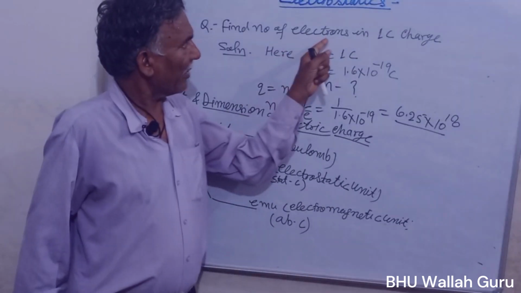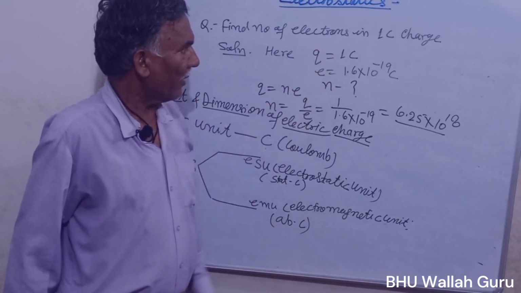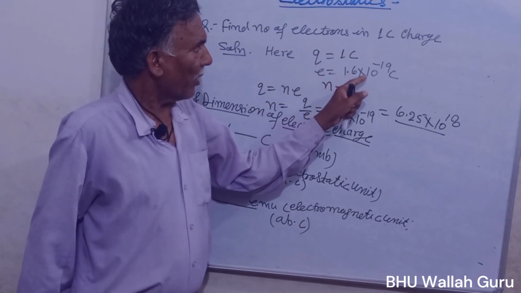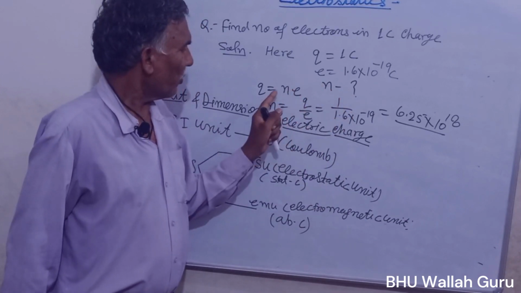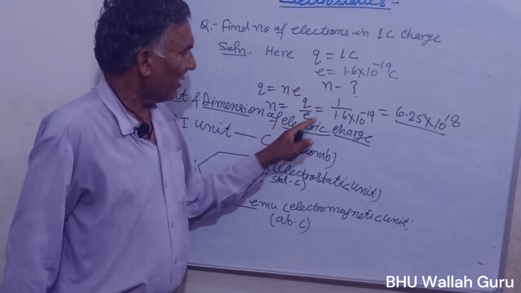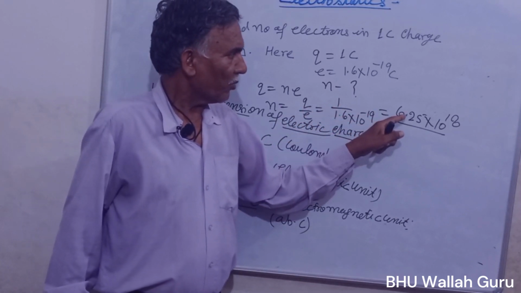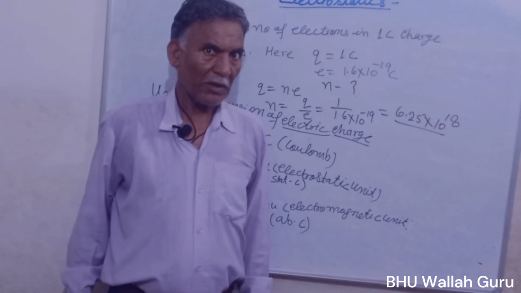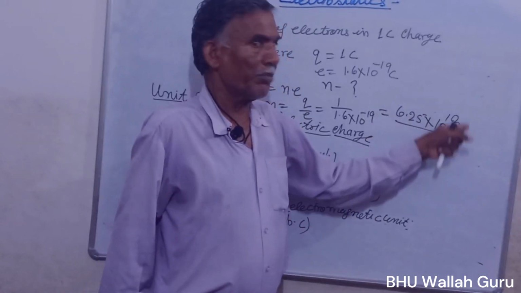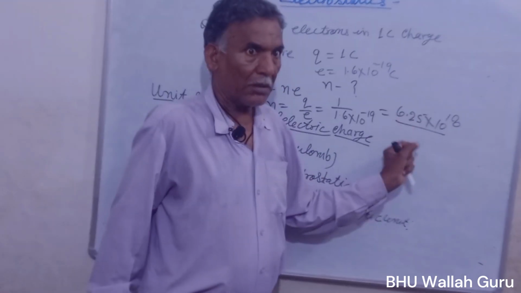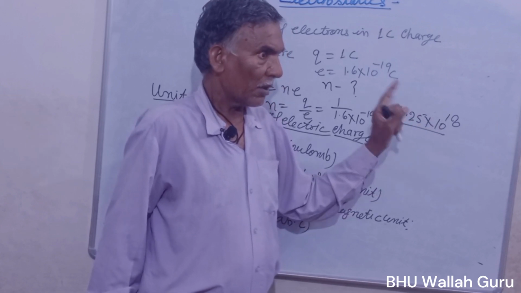On the basis of the quantization of charge, I have given a numerical problem. Find the number of electrons in 1 Coulomb charge. Here Q is 1 Coulomb, e is 1.6 times 10 to the power minus 19 Coulomb, and n we have to find out. Q is equal to n e, so n is equal to Q upon e, which is 1 upon 1.6 times 10 to the power minus 19, which is equal to 6.25 times 10 to the power 18. That is, this number of electrons, 6.25 times 10 to the power 18, will constitute 1 Coulomb charge.